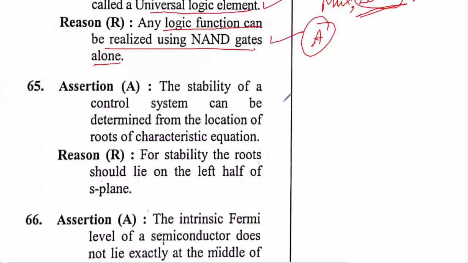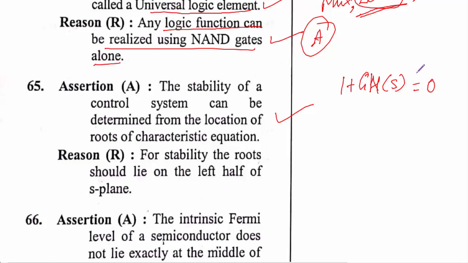65th question, what they have given is, the stability of the control system can be determined from the location of roots of the characteristic equation. Yes, based on the characteristic equation, that is 1 plus G(s)H(s), what we are going to do is equate it to 0, nothing but we are going to make use of the RH criteria.